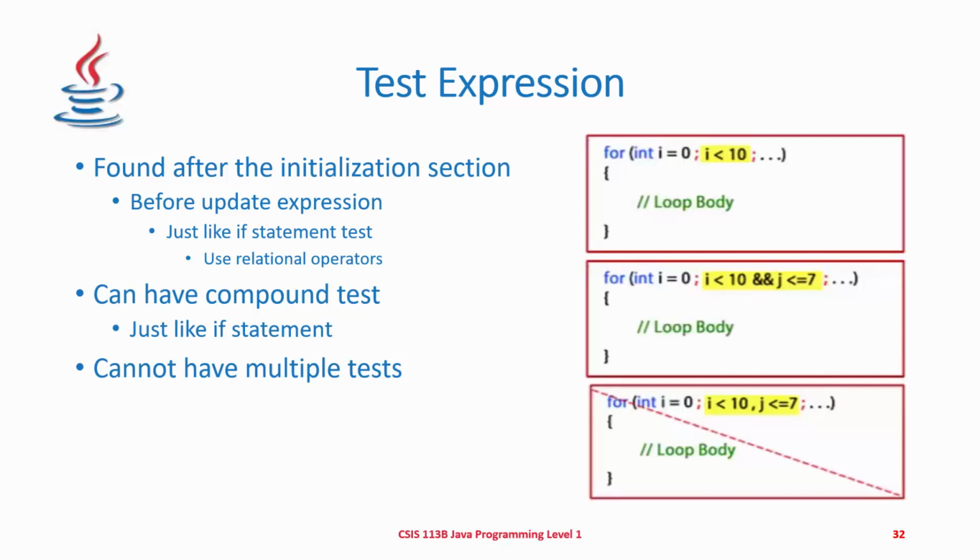In the second example, you can see we use the AND operator to check to see if i is less than 10 and if j is less than or equal to 7. But it cannot have multiple tests. So the last example you see is illegal. You can't have one Boolean test separated by a comma and then another Boolean test. So compound tests are okay, multiple tests are not.